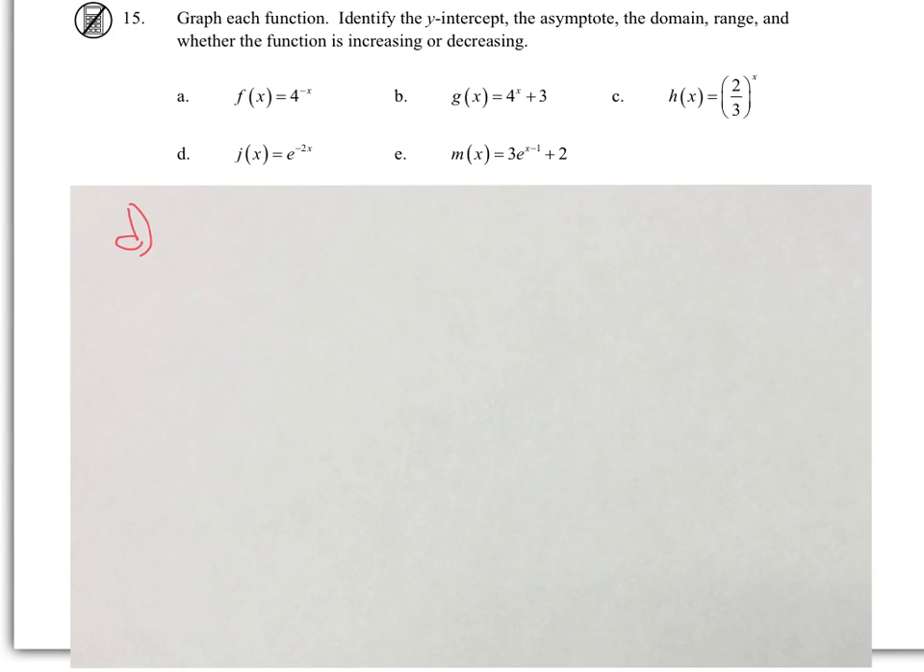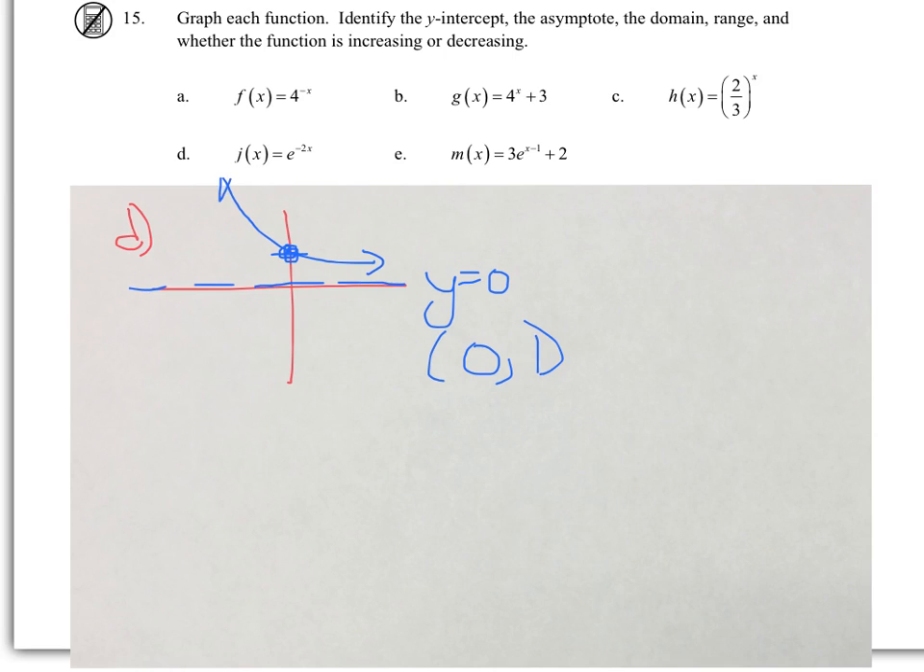Now for D, our horizontal asymptote is at y equals 0. Our key point, when you plug in 0, will get us 1. And now, because e is a base of 2.7, but has a negative exponent, instead of being growth, it's a decay. So it's decreasing. Domain, x is all reals. Range, y is greater than 0.